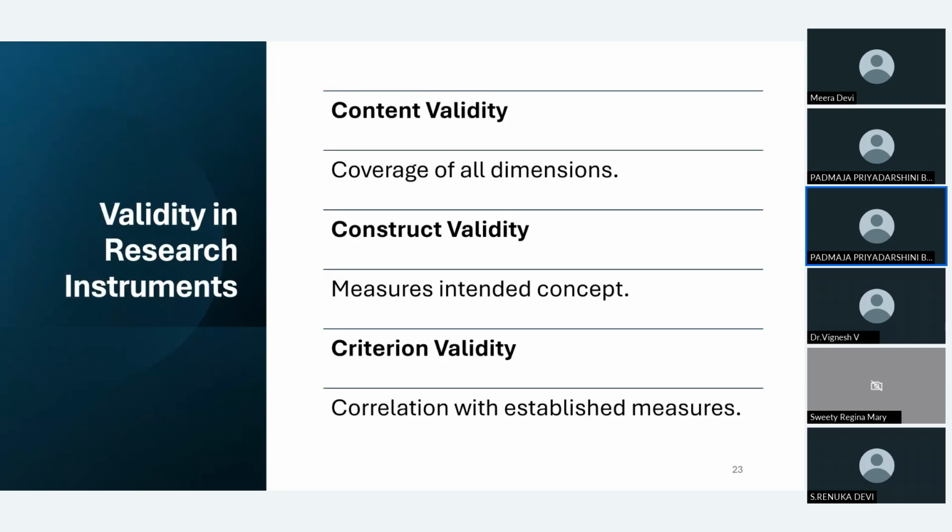When we talk about reliability statistically, you just run the SPSS command and you get the reliability, Cronbach alpha. That is easy. And it will also suggest which item to be deleted. But when we talk about validity, we need three important validities in any research instrument: content validity, construct validity, and criterion validity. Content validity is whether it is covering all the dimensions. Construct validity is whether it measures the intended concept. Criterion validity checks the correlation with established measures. So we need to focus on all these three validities.